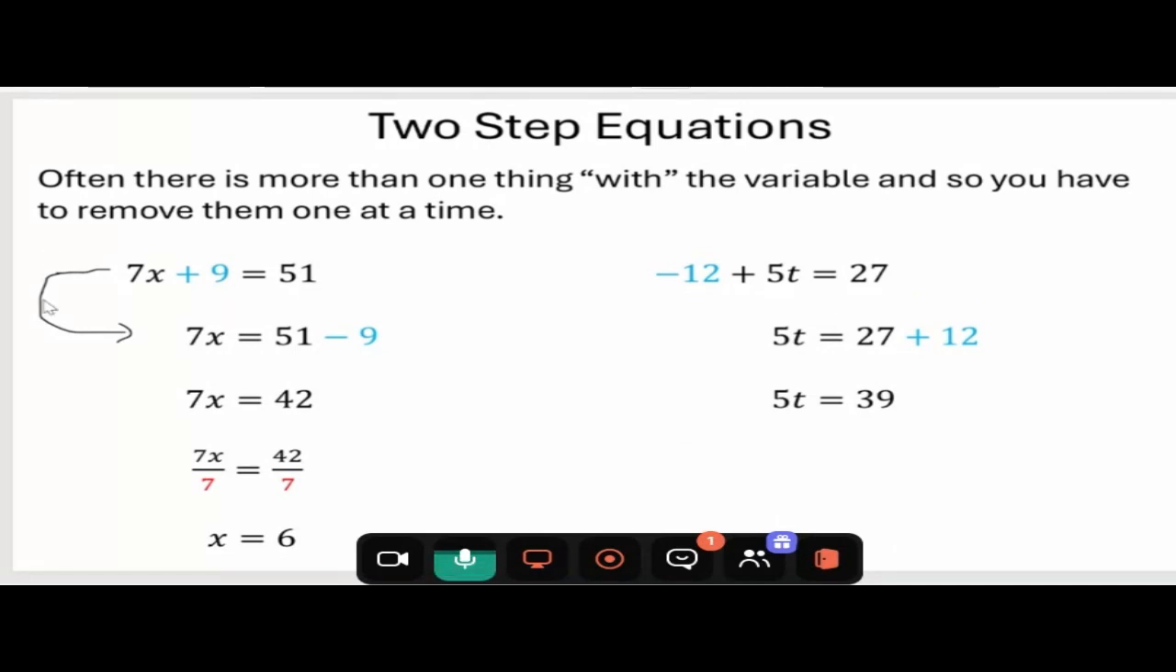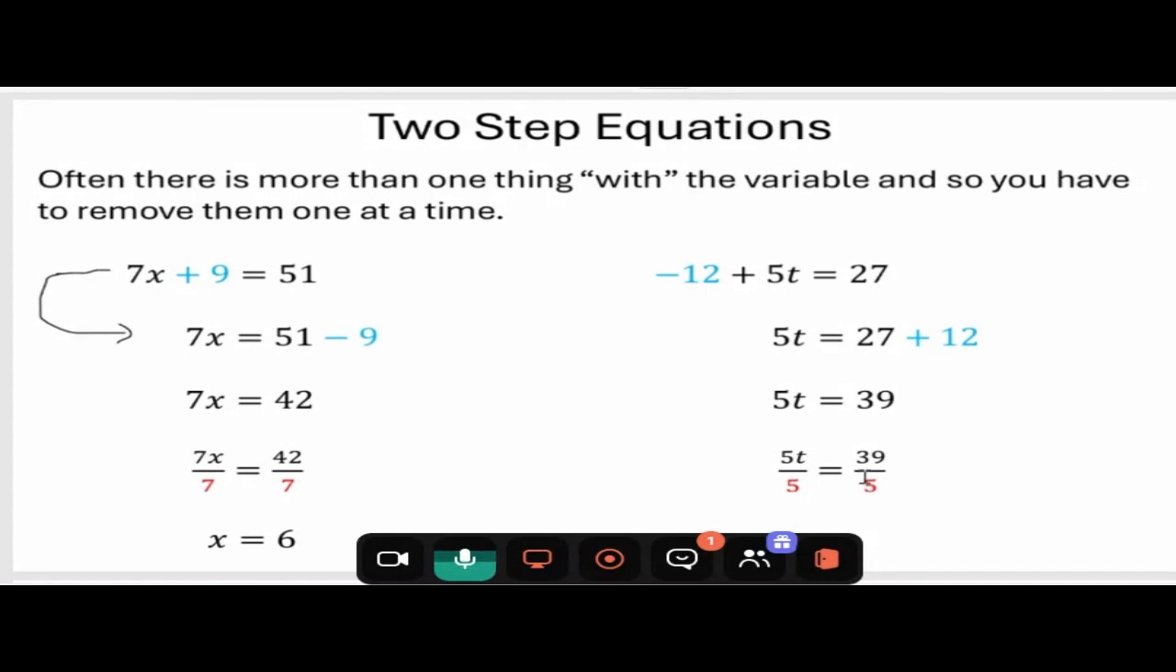Is the t by itself yet? Keep asking that question over and over till it is. No, the t is not by itself. It's multiplied by 5. What is the opposite of multiplying by 5? It is dividing by 5. So I divide both sides by 5.